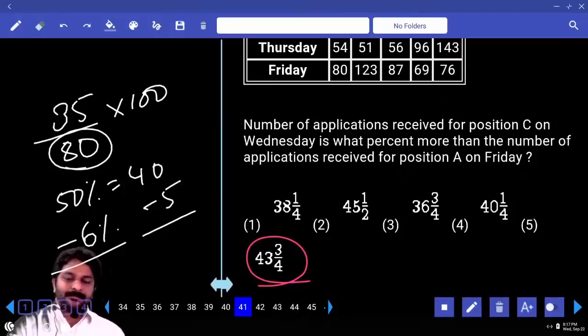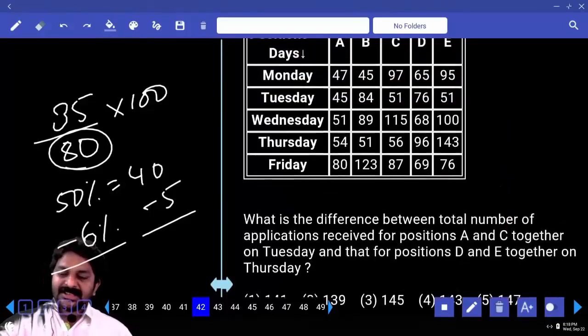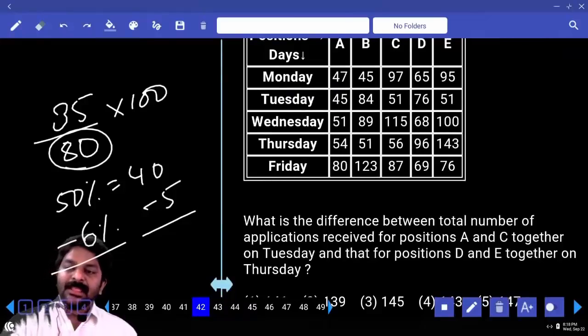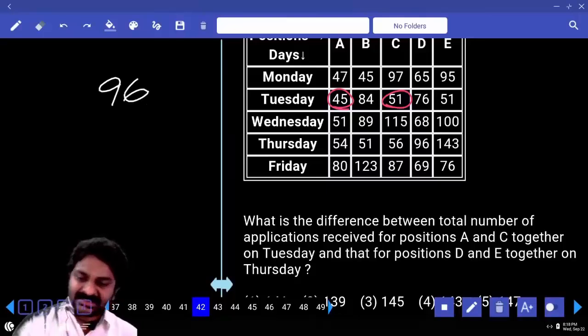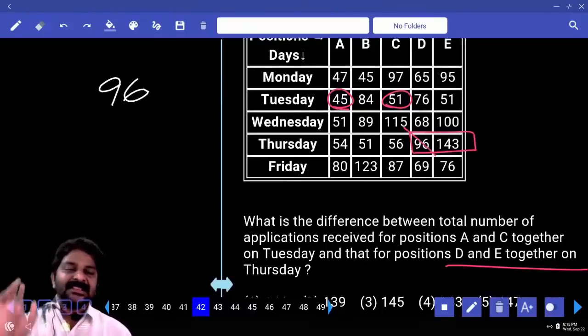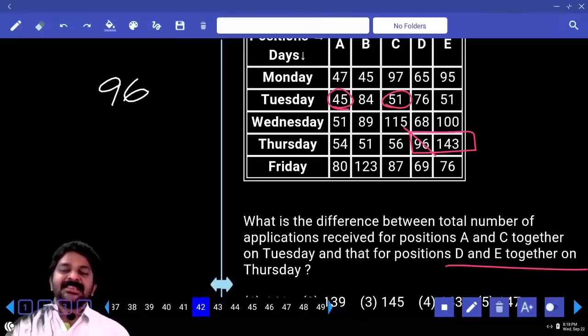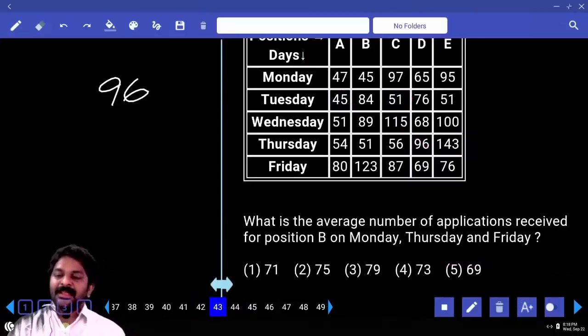Is it clear? Next. What is the difference between total number of applications received for positions A, C together on Tuesday? A and C together on Tuesday, that was 96. D, E together on Thursday. Thursday, D and E together. 96 gets cancelled. Still how much is left? 143. Final answer.